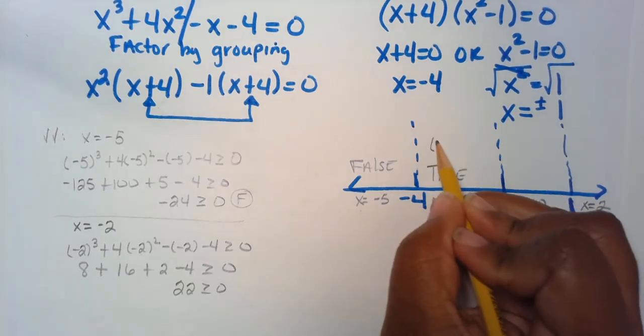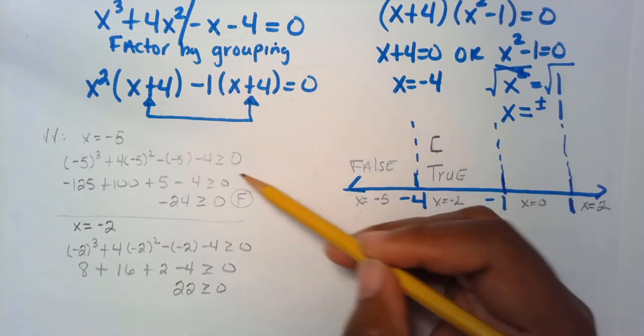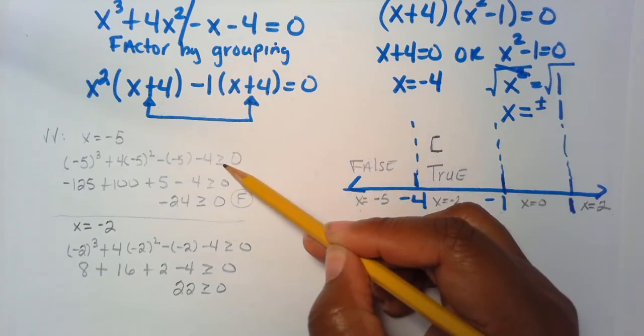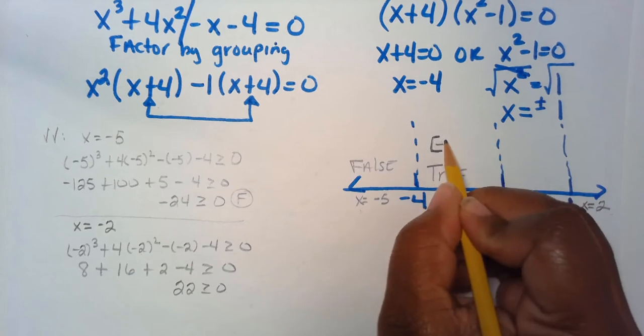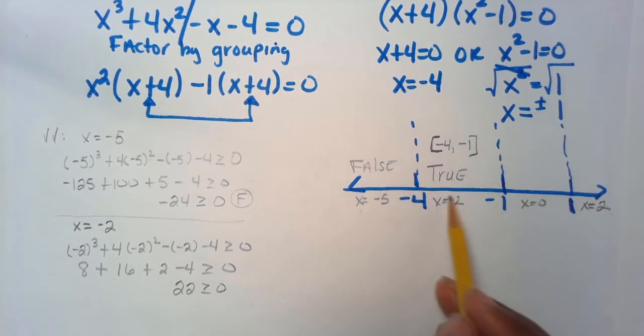So between -4 and -1, we're going to use brackets because our question has the inequality of greater than or equal to. So -4 and -1, those values are true.